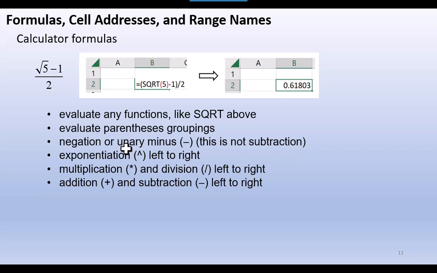And then here is the formula that we put in. And below that, I give you the order in which operations are carried out on the spreadsheet, starting with evaluating any functions, built-in functions like sqrt, evaluate the parentheses groupings, and then within the groupings, or for the formula overall, the order in which things are computed are first negation, not subtraction, but negation, or what is called unary minus, and then exponentiation, where we use the caret character, and then multiplication or division left to right, whichever occurs first, and then finally addition and subtraction left to right.